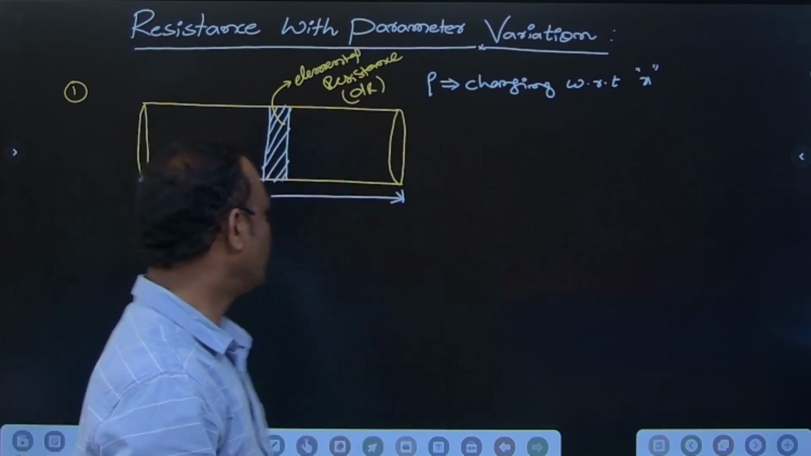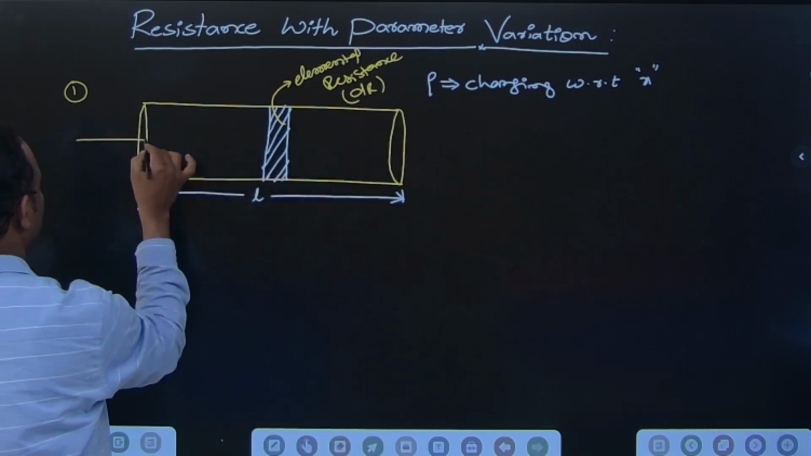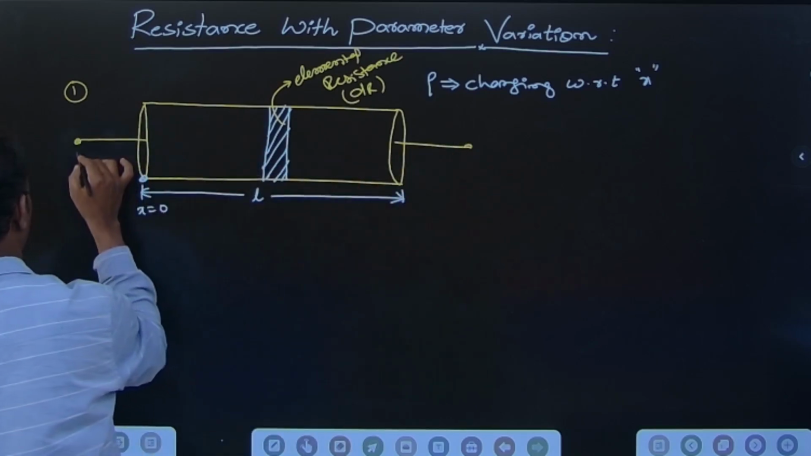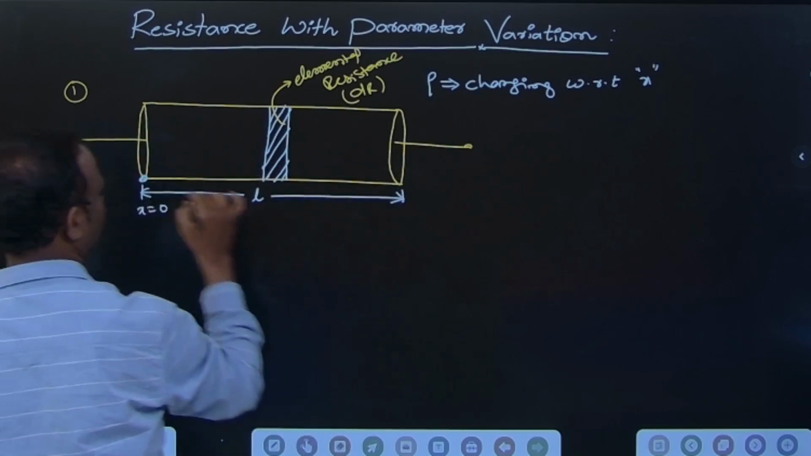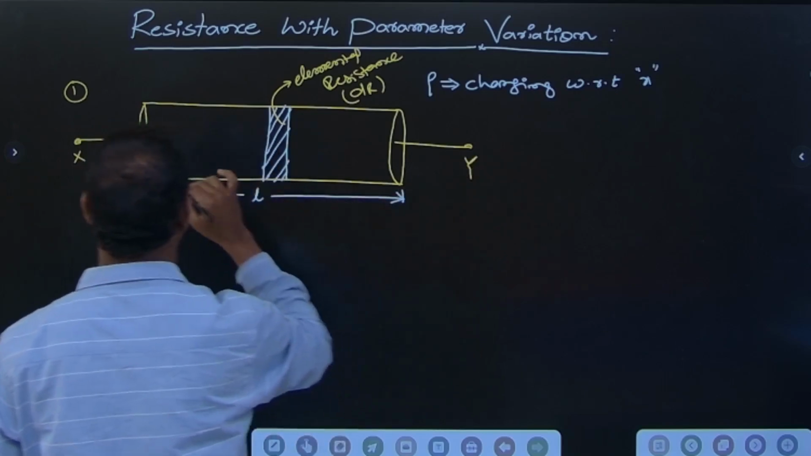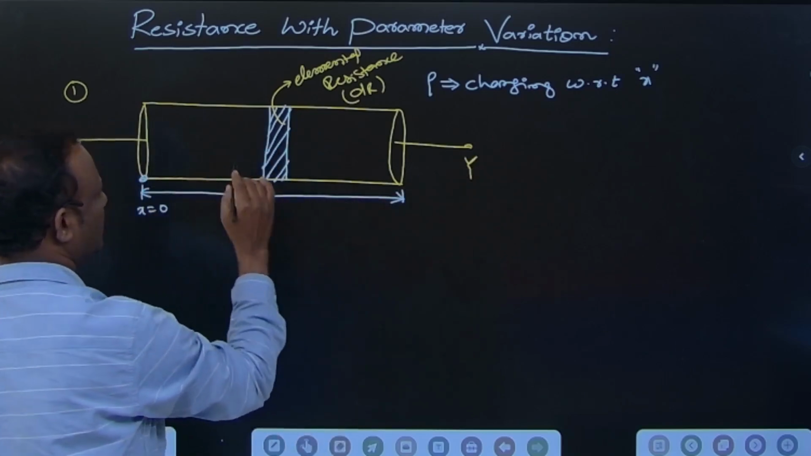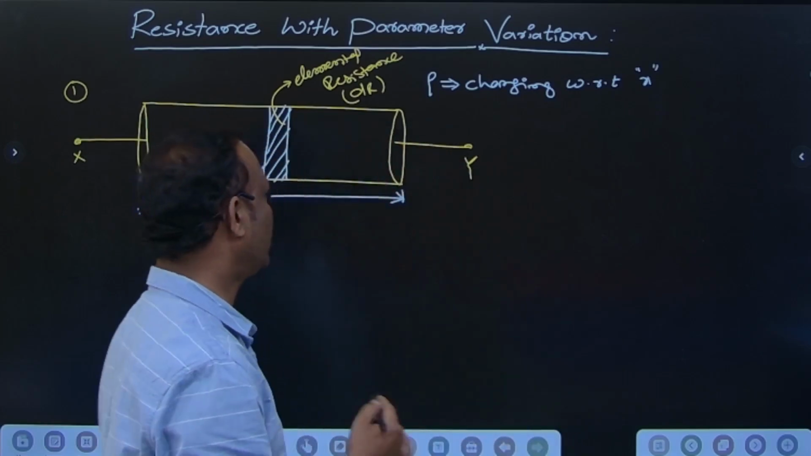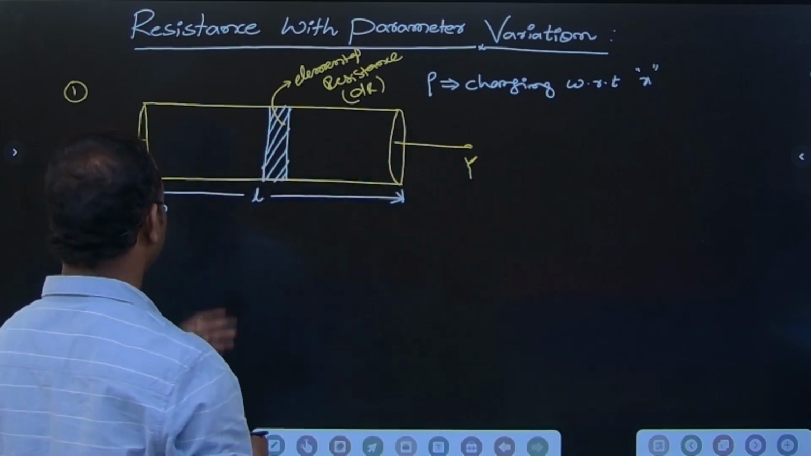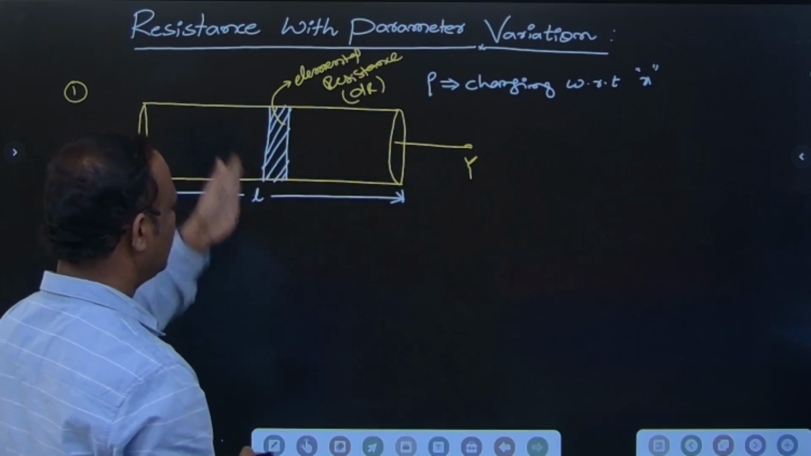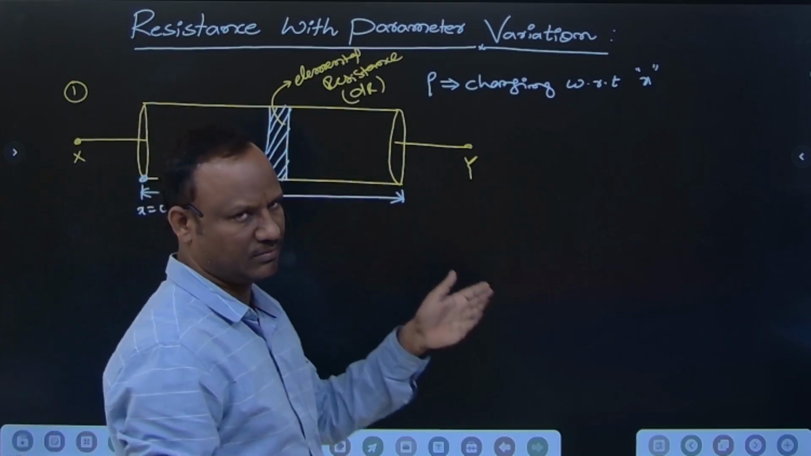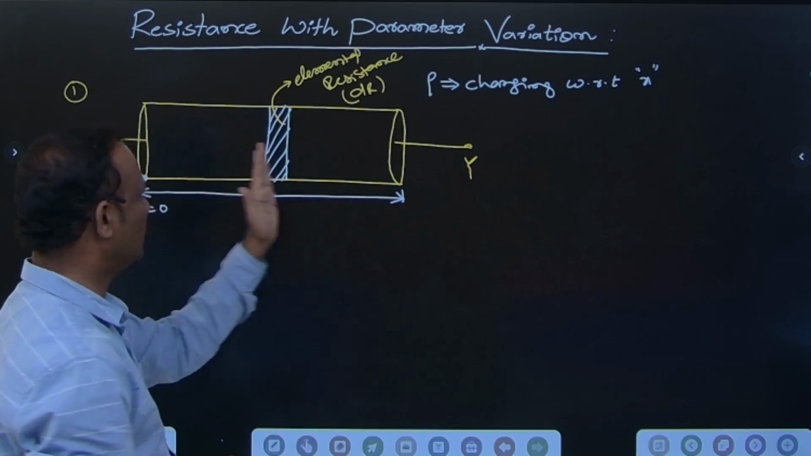Whenever a potential difference is created, for example between x and y, with respect to length, resistivity is changing. So my intention is to divide this into infinite parts perpendicular to its length, because resistivity is changing along with this.